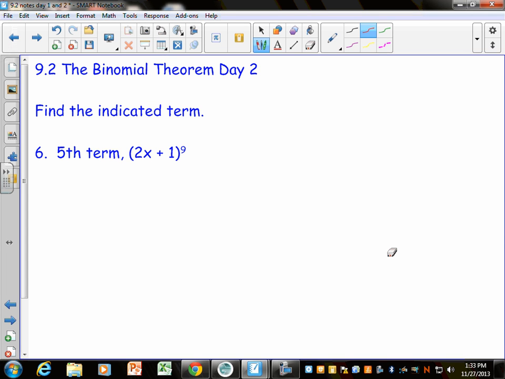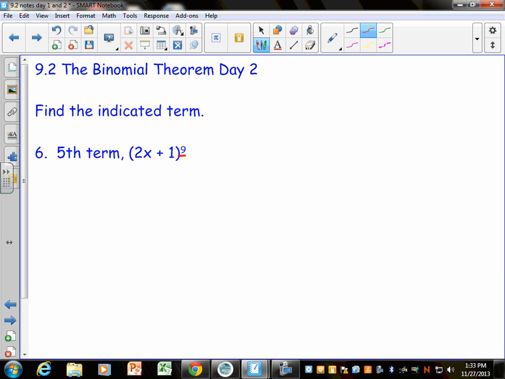You could still use Pascal's triangle, but you'd have to go to the 10th row of Pascal's triangle. Do you agree with me on that? Unless you just have a giant Pascal's triangle that you carry around with you, that's kind of a pain to write out to the 10th row if you really only need one number. Yes? So this is where the actual binomial theorem is useful.